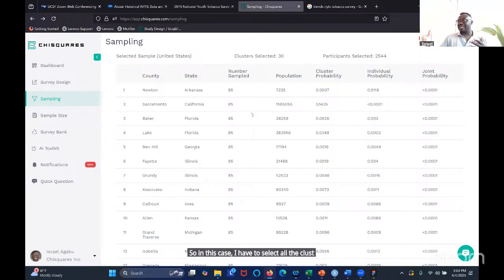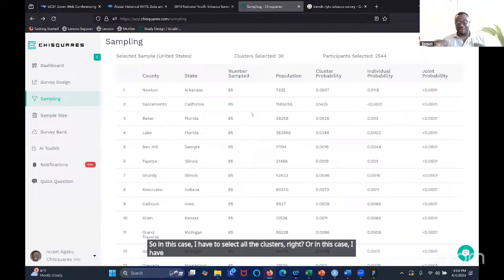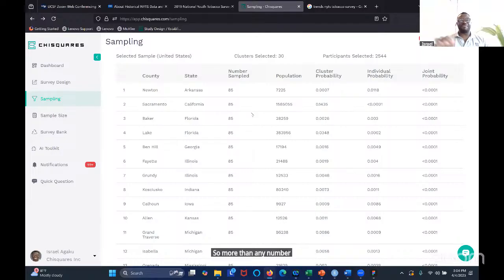Or in this case, I have 1,000 clusters. I can select 2%. That will still give me a fairly large number of clusters to ensure precise estimates. So more than any number, like 2% or 5%, is context. I cannot emphasize that enough. So context is king.